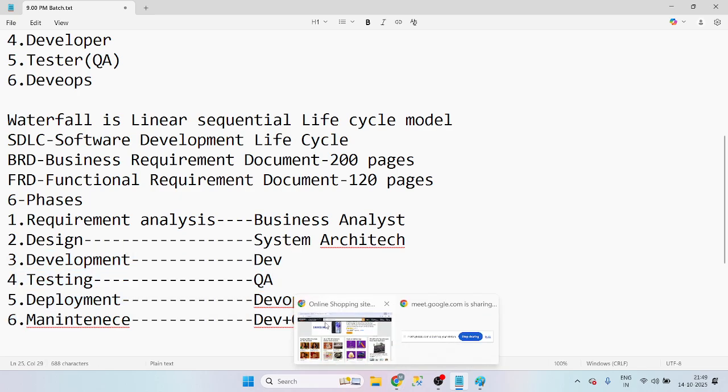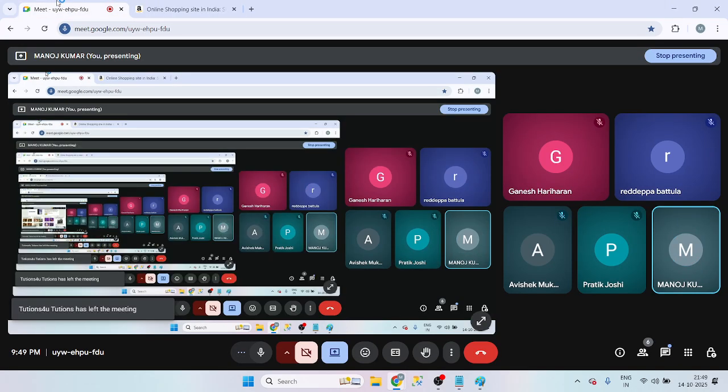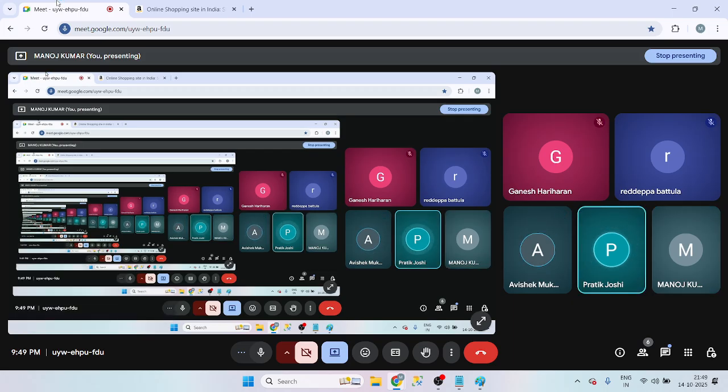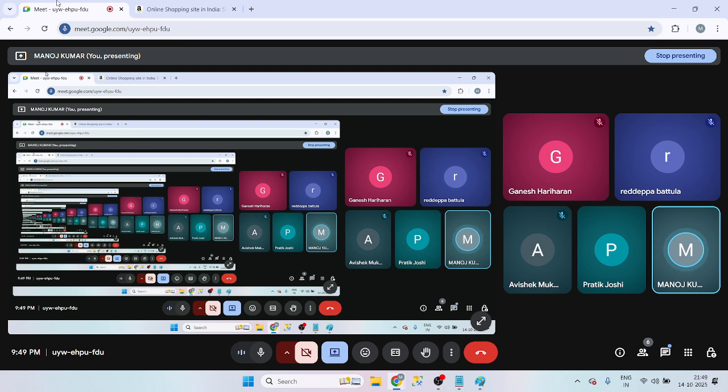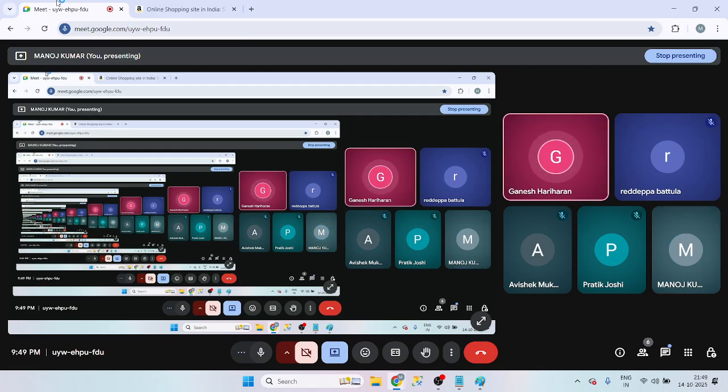Any doubts, guys, up to here? Pratik, Abhishek? No, good. Everything is good, right? Yeah, good. Ganesh? Yes, you are saying for those pages, is it mandatory to have 200 pages, 120 pages and all?